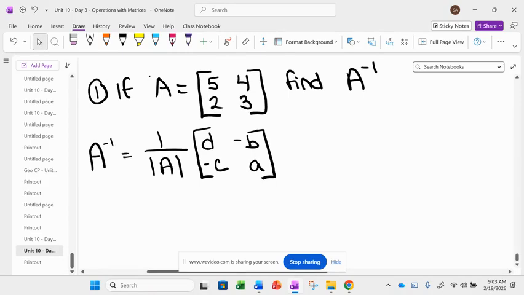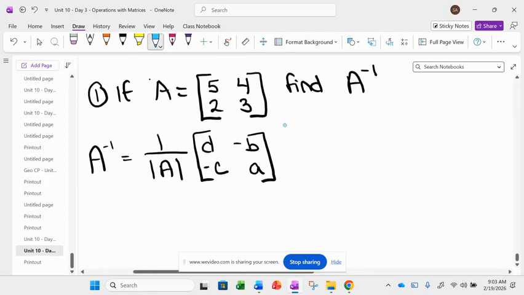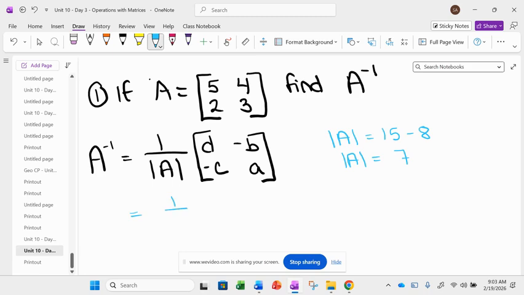So the first thing I'm going to do is find the determinant of A. Who remembers how do I find the determinant of a 2 by 2 matrix? Anybody remember? How do I find the determinant of a 2 by 2 matrix? Violet? You got it. AD minus BC. We multiply on the diagonal, so we're going to have 15 minus 8. So do we all agree the determinant of A is 7? So now I'm going to have 1 over 7 times.